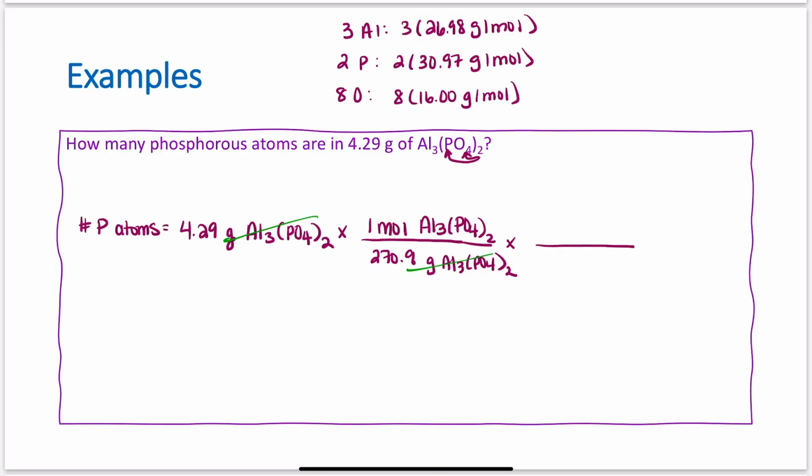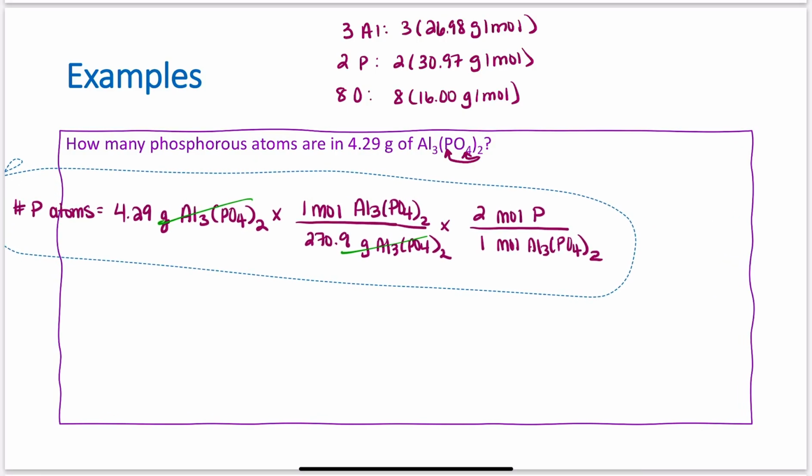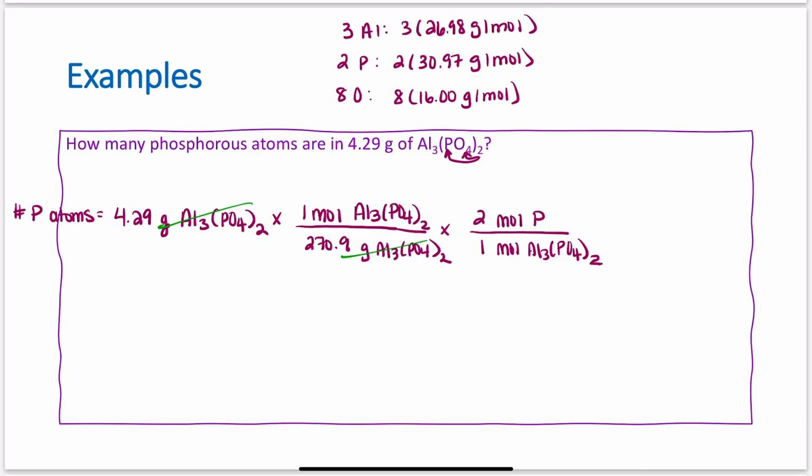I'm only interested in phosphorus though, so let's look at phosphorus. I see that there are 2 moles of phosphorus in this formula for every 1 mole of aluminum phosphate. So that means if I had an entire mole of aluminum phosphate, I would have 2 moles of just phosphorus present. That step got rid of my moles of aluminum phosphate. Now I'm in moles of phosphorus.